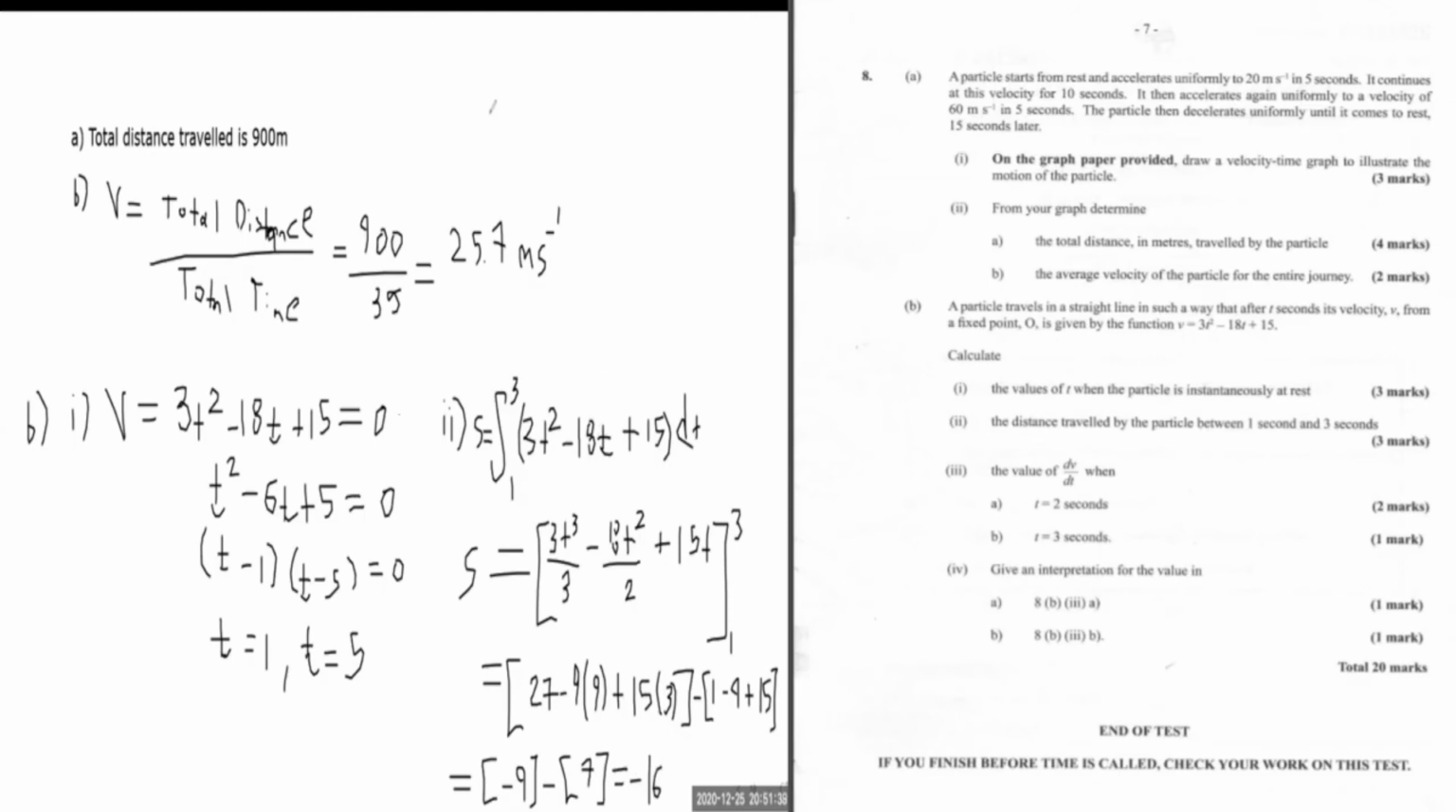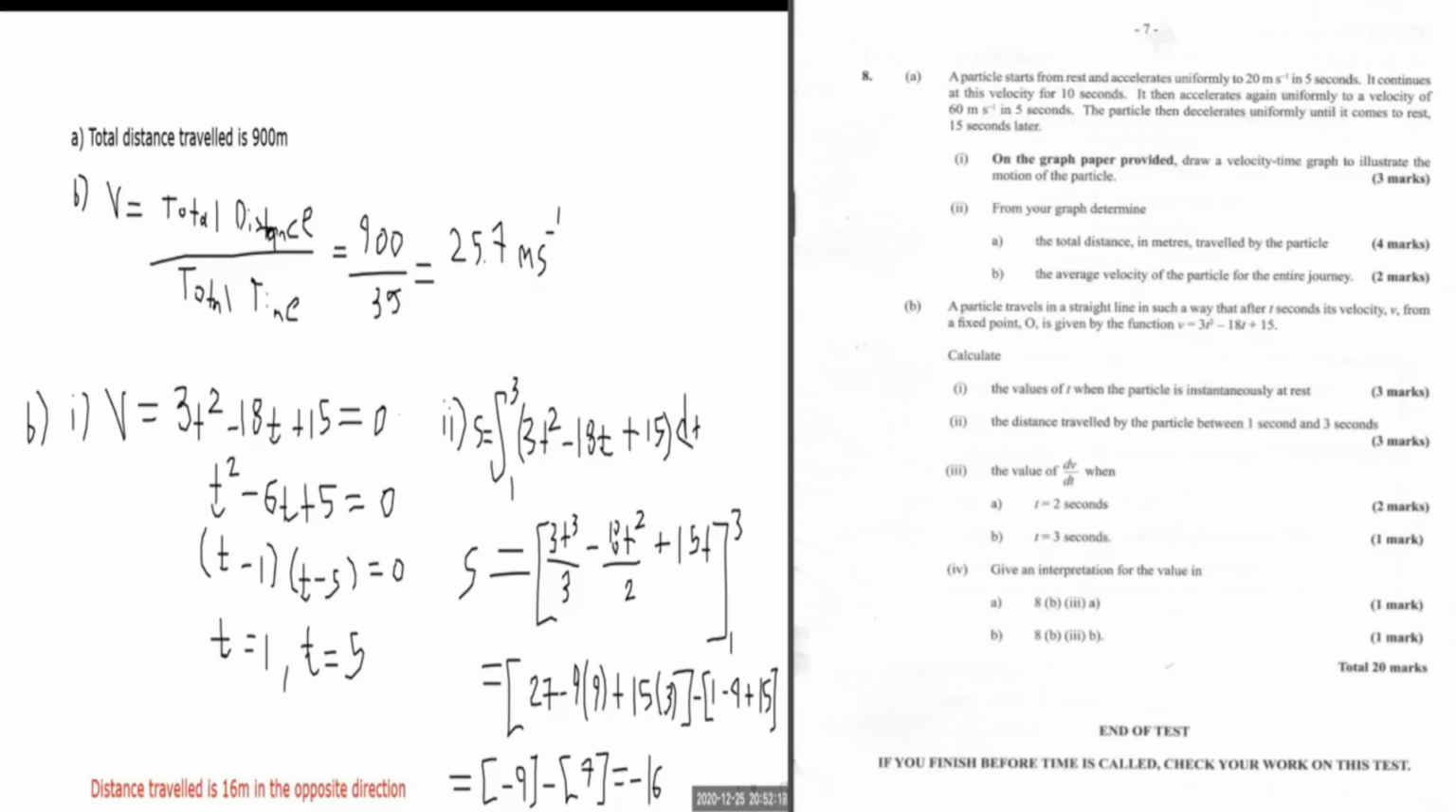Now, don't worry about the negative 16 for distance. So this is the conclusion: the distance traveled is 16 meters in the opposite direction. That's all the negative means. You're traveling in the opposite direction from where you originally started. Let's change the color to maybe red. So that's the distance traveled. Nice and easy.